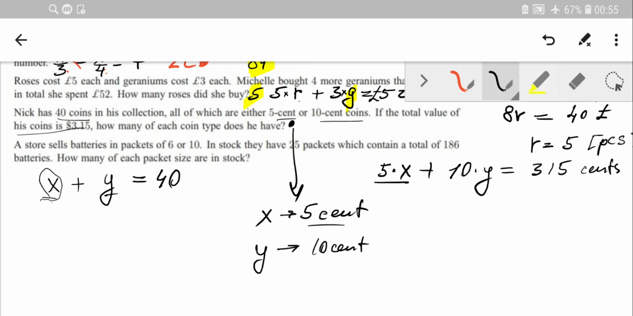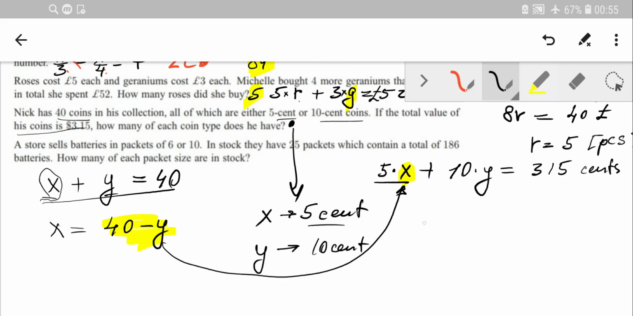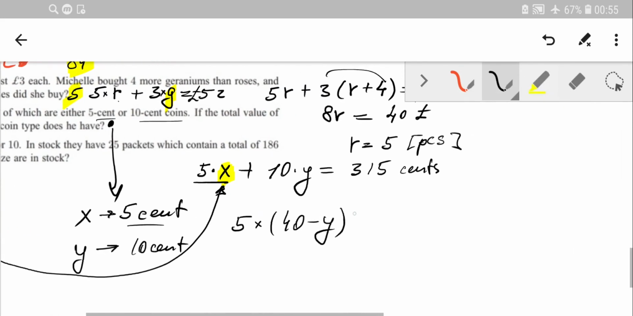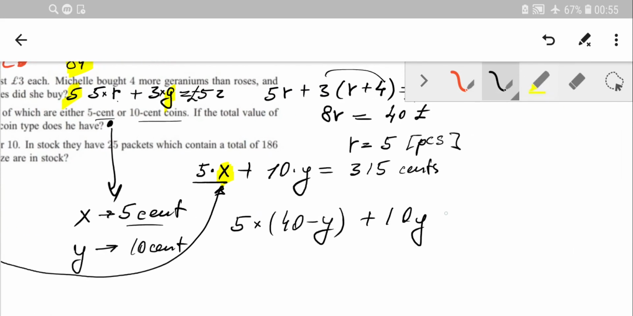Okay, now what to do? So how many of each type? It doesn't matter. So let's express x through y. It's 40 minus y. That's what we have for x. And where x stays, we can change it into this expression. So we'll get 5 times (40 minus y), and then plus 10y equals 315.